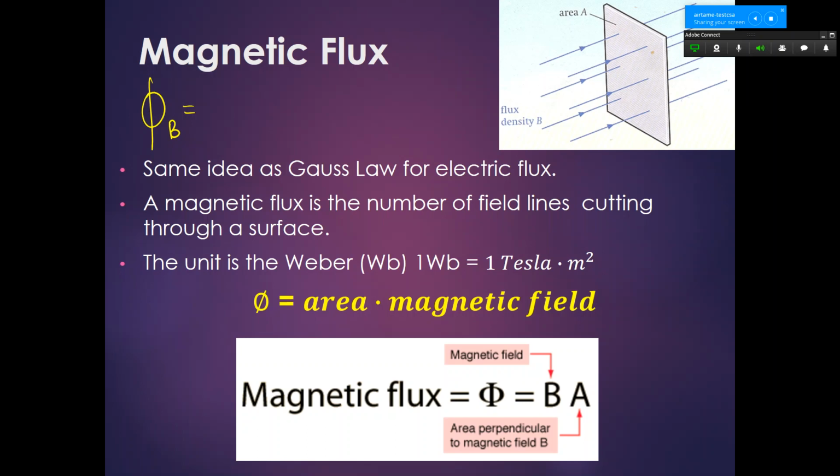You guys remember what it was in an electric field? An electric flux? Someone, can you describe it to me? Absolutely. It's the amount of electric field passing through an area. So if I'm talking about magnetic flux, what am I talking about? Magnetic field passing through an area.